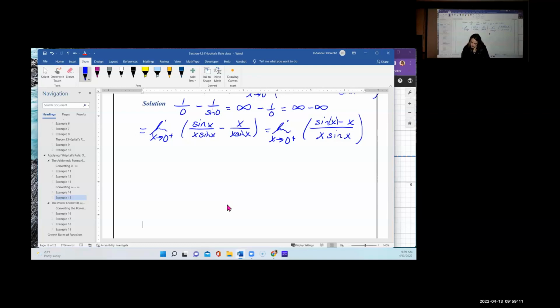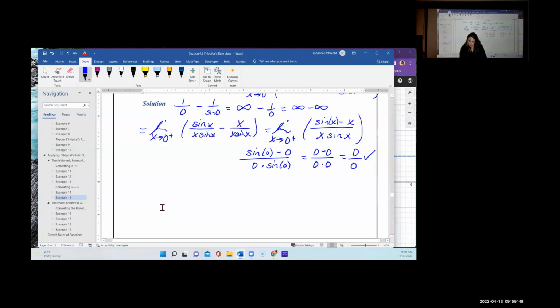So when I substitute in, I get the sine of 0 minus 0 over 0 times the sine of 0. The sine of 0 is 0. So I get 0 minus 0 over 0 times 0, which is 0 over 0. That is one of the 2 basic indeterminate forms where I can use L'Hopital's rule. So now I'm going to find the ratio of the tangent line approximations.